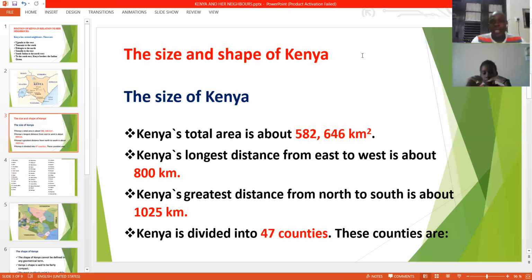Okay, Joyce. So that is the size of Kenya. Now we're going to look at the counties from the first one to the last one. So I believe you have your atlas there. Yes. Open where it is written Kenya counties.